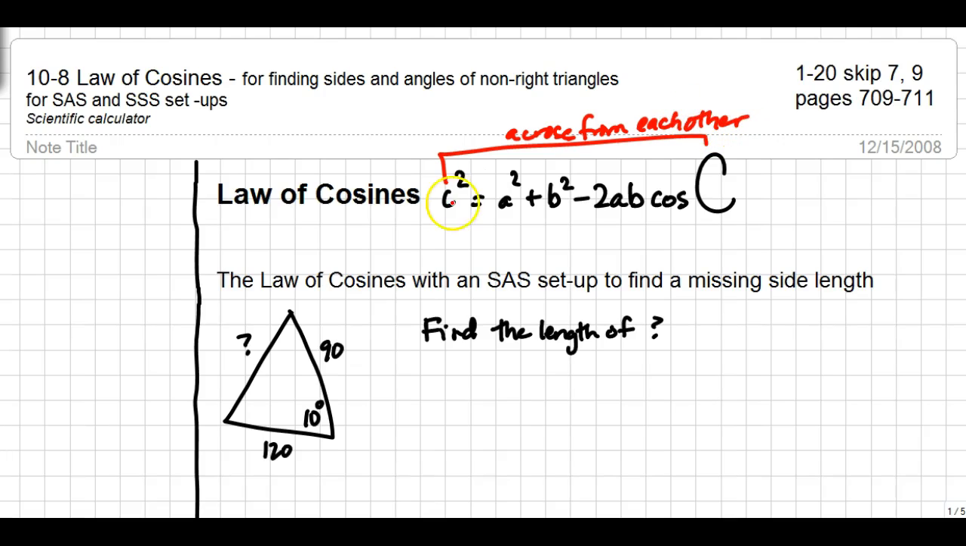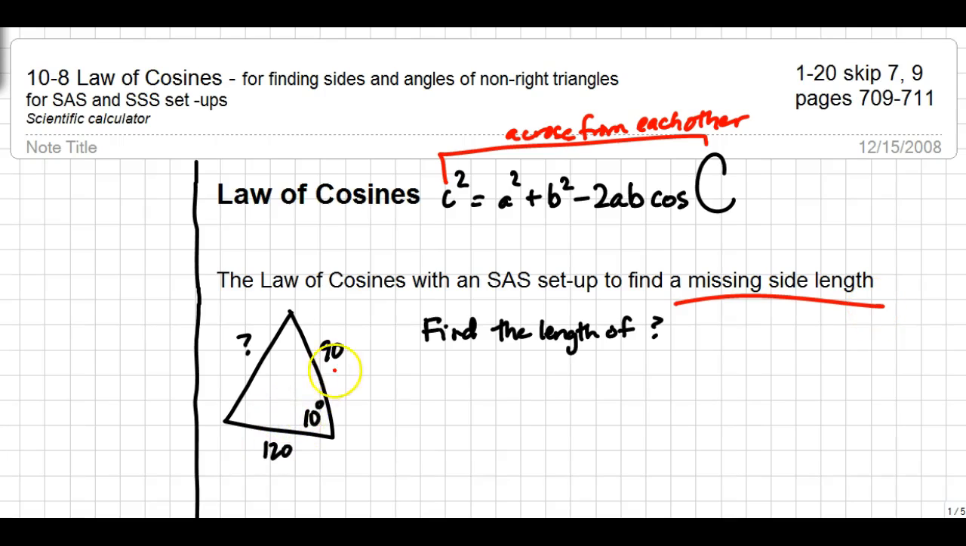So it's very important for students to pay attention to where the angle is and where the side is that's across from it. A and B are also given here as lowercase letters, so those are also side lengths. A and B are interchangeable, so if you goof up and put the B value first and the A value second, it'll still work. So we're going to start with SAS setups. If the triangle given has two sides and the angle between them given, you'll be using the law of cosines to find a missing side length.